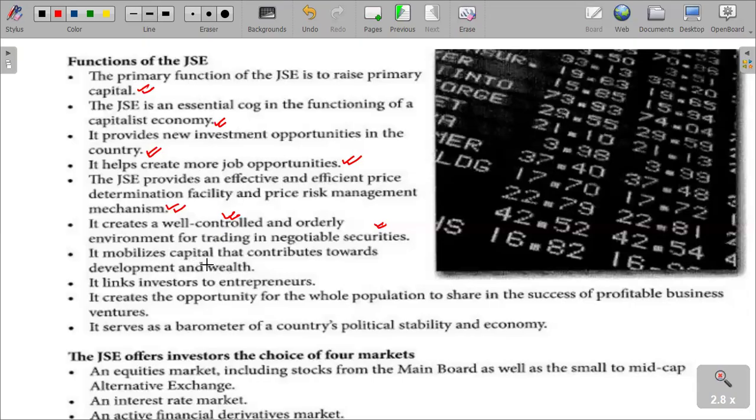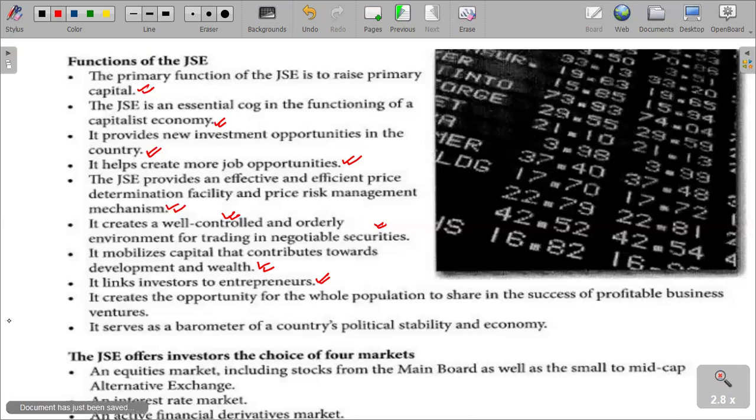It mobilizes capital that contributes towards development and wealth. That is quite true. Mobilization of capital that is needed for development and wealth is done through the JSE. It links investors to entrepreneurs. That is what we talked about in the first place, where we said that investors and entrepreneurs are linked together through the JSE, which is quite important. One would want investment, another one would want capital, so that communication link or chain is facilitated through the JSE.